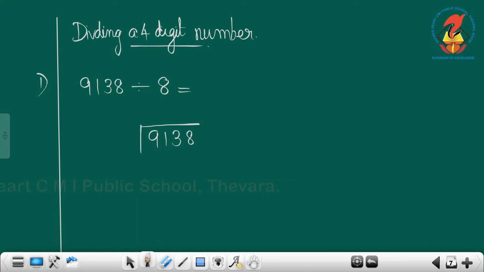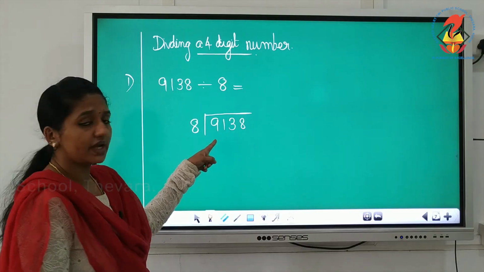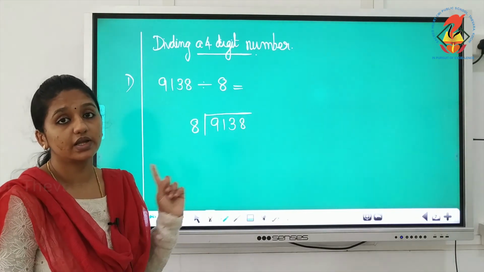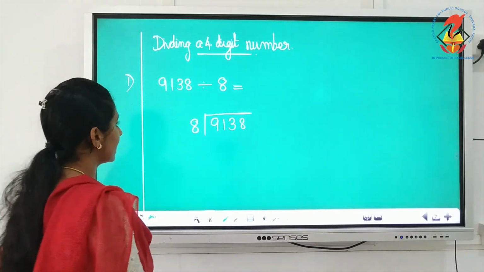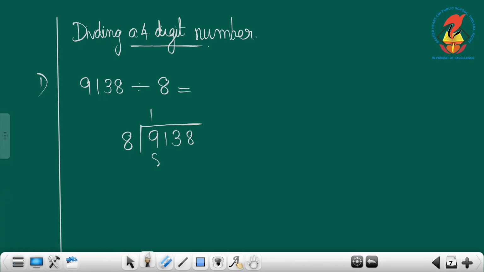9138 divided by 8. Okay, in 8's table how many times does 9 go? It's 1. 1 8 is 8, 2 8s are 16 only. So we take 1 time, 1 8 is 8. So the next operation is subtraction. 9 minus 8 is 1. Okay, so what is the next step? Take the next digit and bring it down. So that is 11. Now the number is 11. 1 8 is 8, 2 8s are 16. So again it's 1 time. 1 8 is 8.